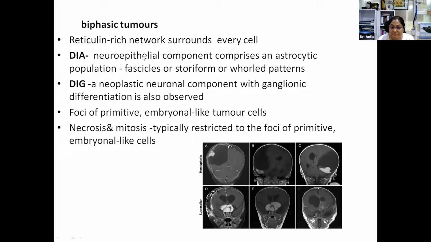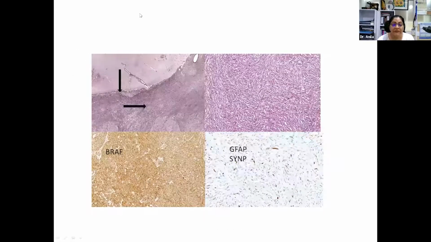In the neuroepithelial component of the infantile astrocytoma, the cells are in a storiform pattern, or fascicles, or whorled patterns. In the infantile ganglioglioma, a neoplastic neuronal component with ganglionic differentiation is also observed, and foci of primitive embryonal-like tumor cells are seen. So this is a reticulin stain. Most of the pictures, again, I have taken from the WHO because I found the quality is good and easy to copy from there.